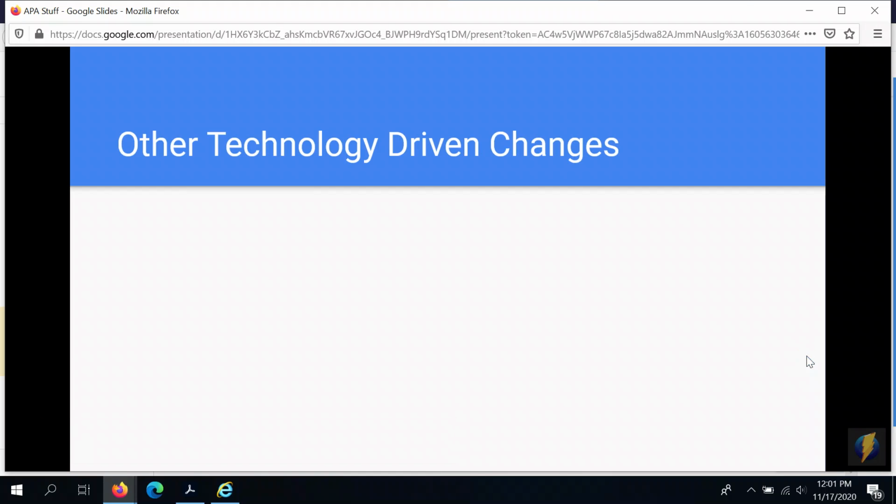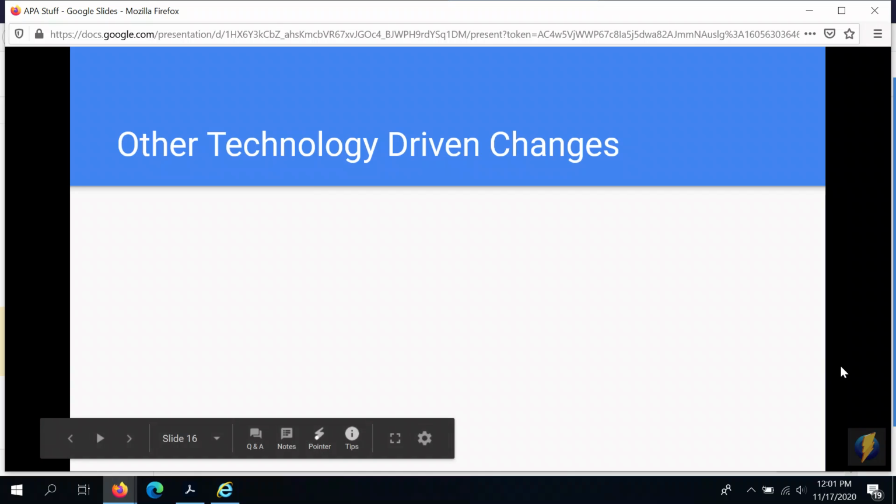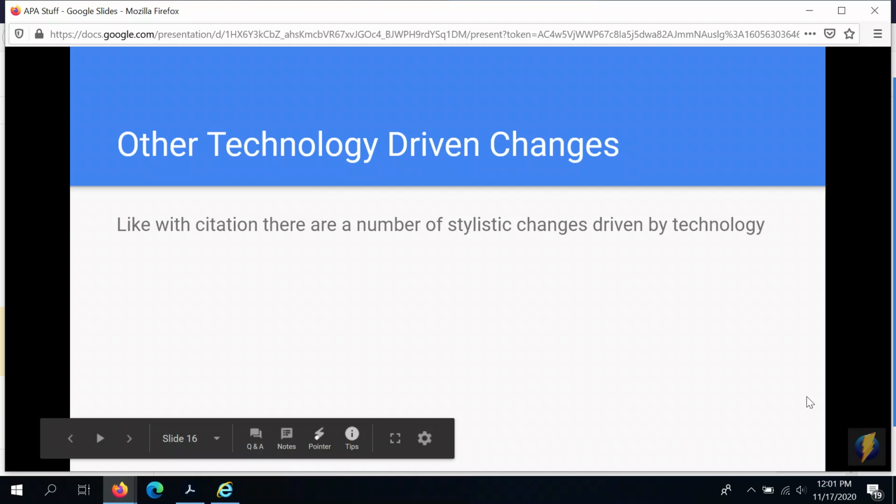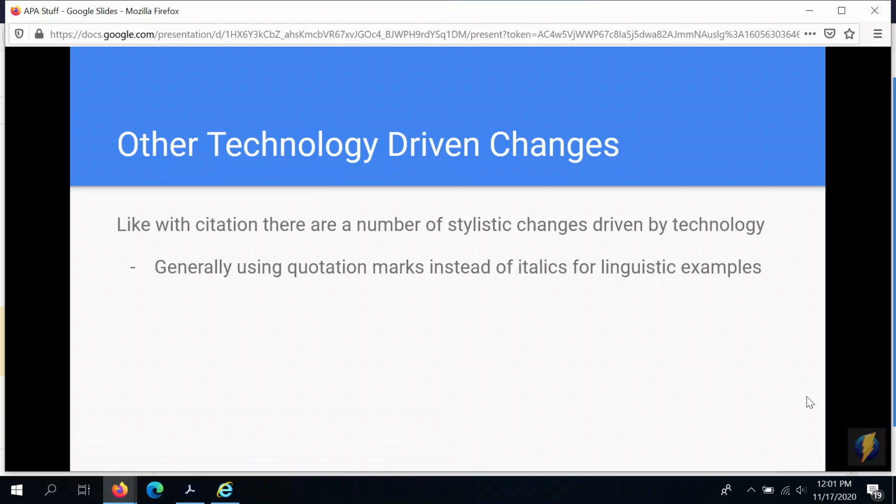So, as with some of the things in citations, there are some other technologically driven changes that are affecting mostly the writing style. One of these is that we are generally using quotation marks instead of italics for linguistic sorts of examples, and that is in part to aid readability for people who are on screens and those who have disabilities using screens.